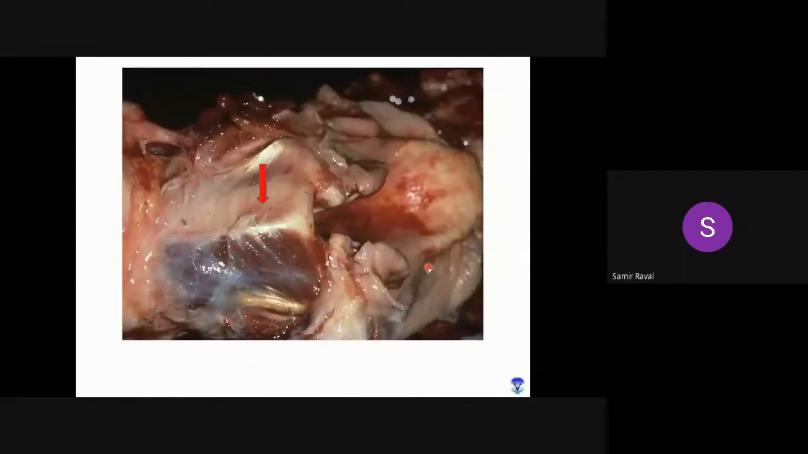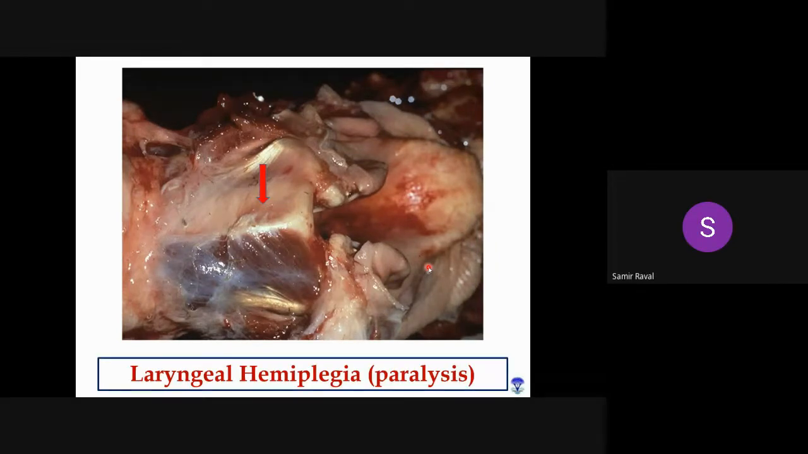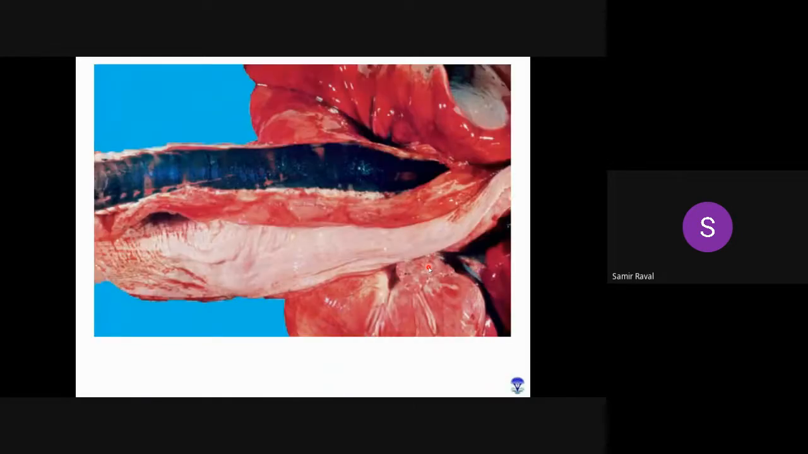Okay, then this one. Sir, paralysis. Very good. Laryngeal hemiplegia or unilateral paralysis. This one. Smoke inhalation, sir.